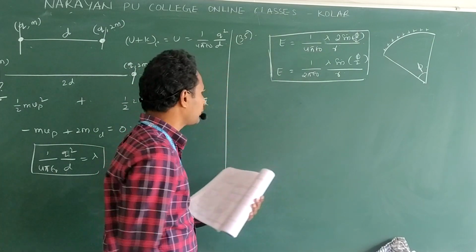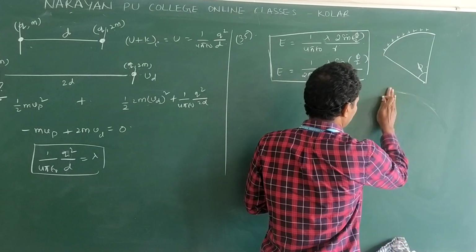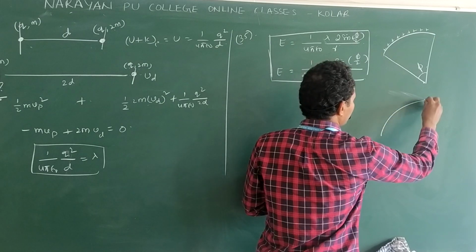Now, according to the question, the arc is given like this. Arc given like this.